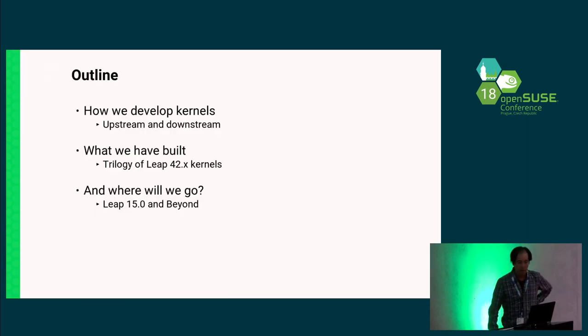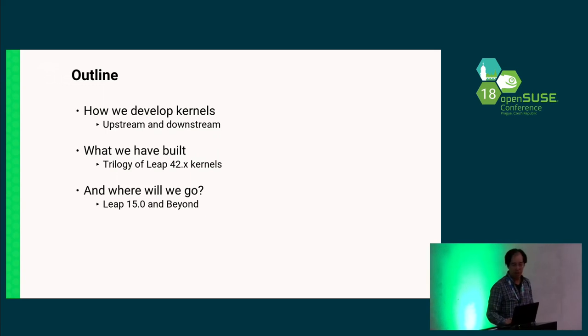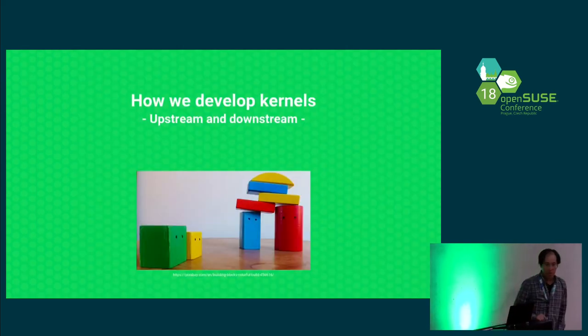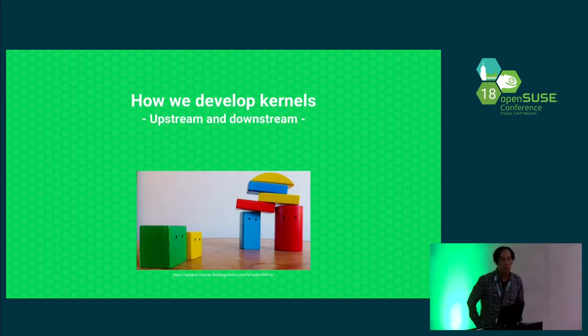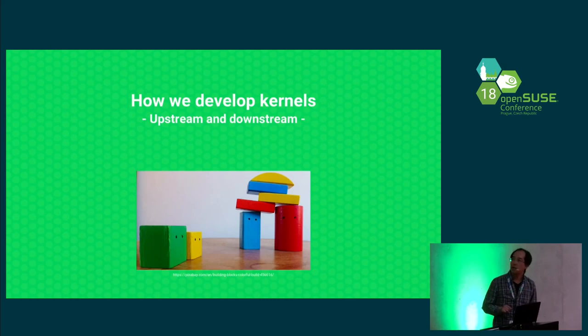So this is the outline. Now I will show some basic development process of the Linux kernel and also what we have built until now for the openSUSE Leap 42.2 series and the current one, openSUSE Leap 15.0, and what can be in the future, so that we discuss it later. So the first thing is how we develop the kernel. And this particularly involves describing upstreaming and downstreaming.